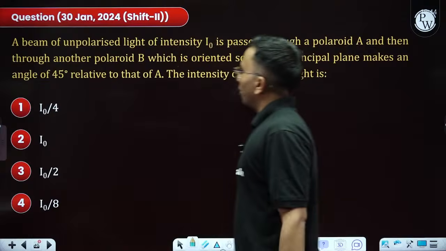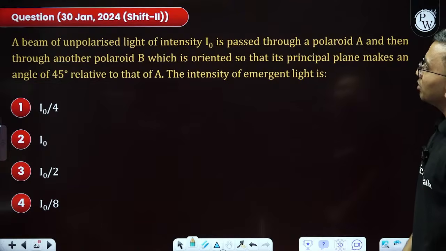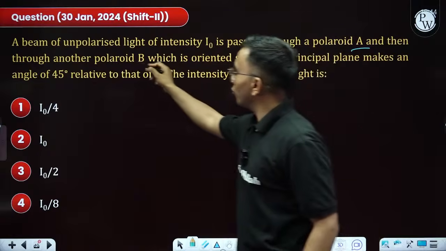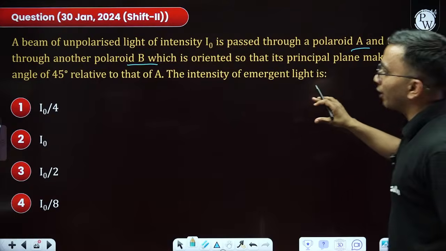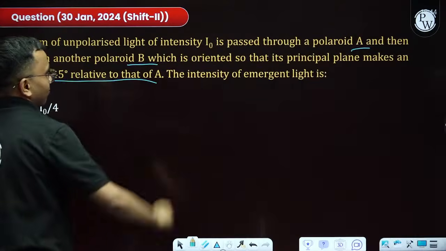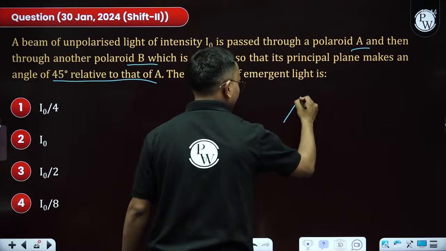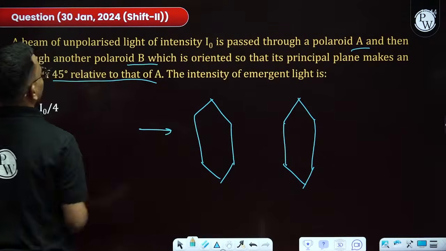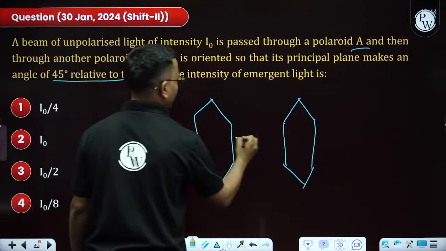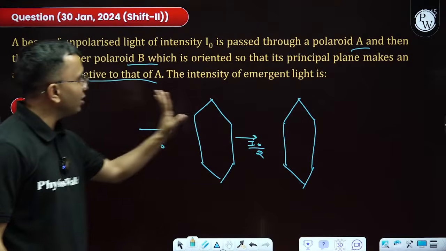A beam of unpolarized light. Okay, now a polarization question quickly, back to back. A beam of unpolarized light of intensity I naught is passed through a Polaroid A and then another Polaroid B, which is oriented so that its principal plane makes an angle of 45 degrees relative to A. This is A, this is B. Here the unpolarized light has intensity I naught, and after A it will be I naught by 2. If the light is unpolarized, it doesn't matter how the axis is oriented, it will be I naught by 2.